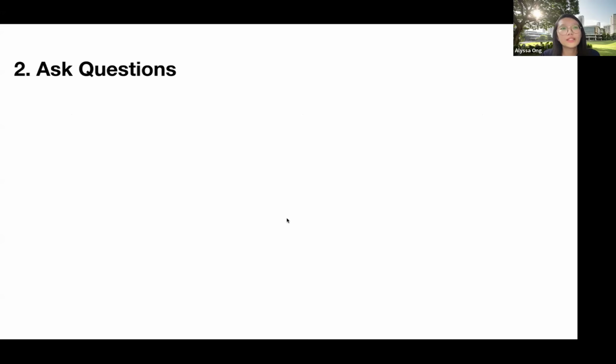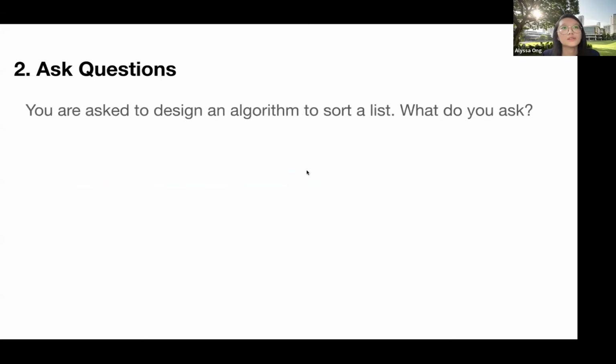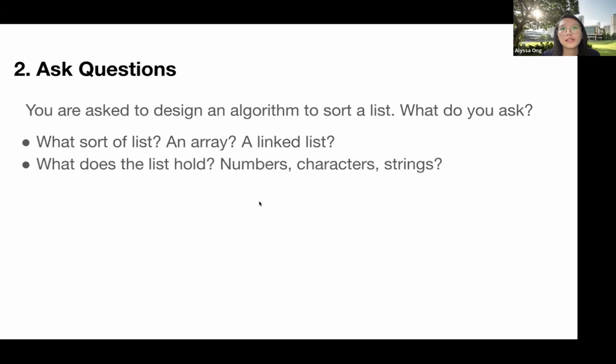So to contextualize these tips, let's take a look at, for example, how to ask questions. So let's say the interviewer asks you to design an algorithm to sort a list. What can you ask? You can firstly ask, what sort of list? Is it an array, a linked list? As it will influence which algorithm you will use. What does the list hold? Numbers, characters, strings.